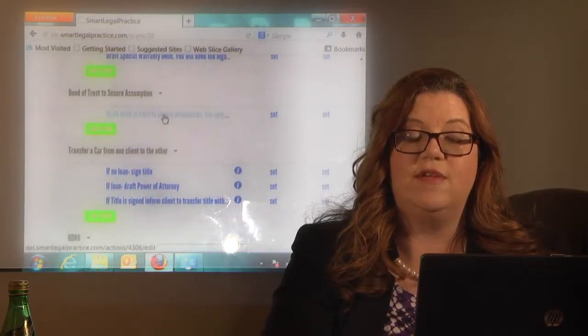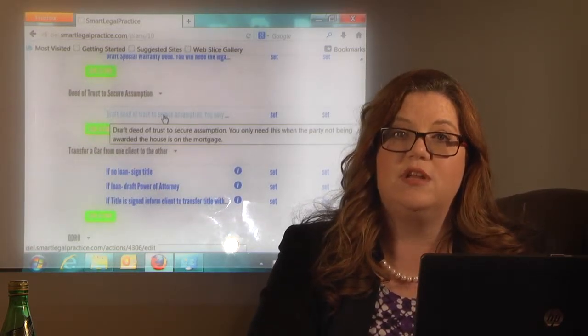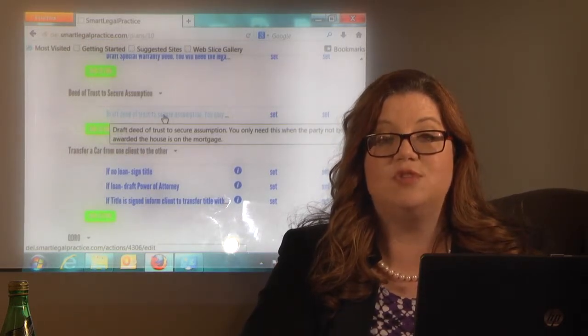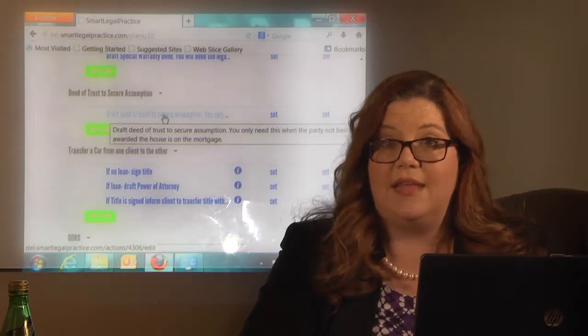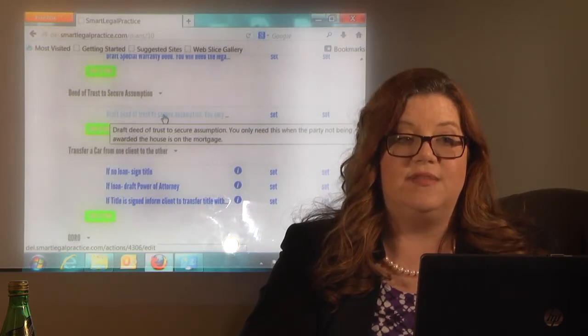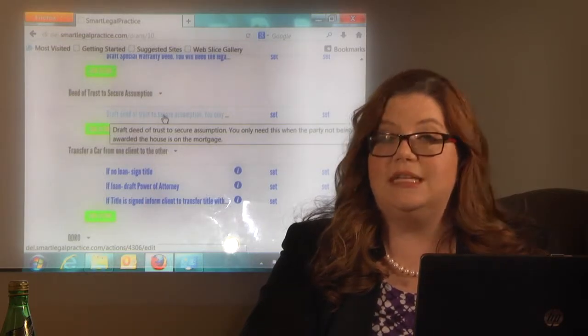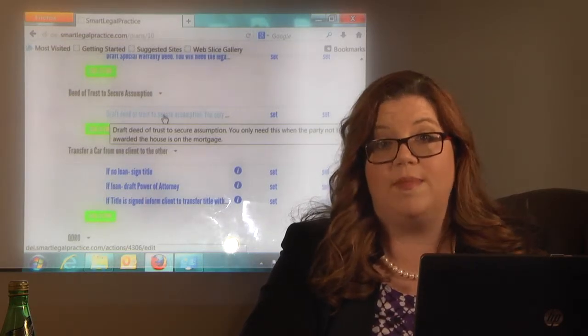Also, you may consider if you need a deed of trust to secure assumption. So if the debt on the house is in both parties' names or in the name of the party that is not getting the house, they need a deed of trust to secure assumption to protect their credit until a refinance is done, if there's going to be a refinance.